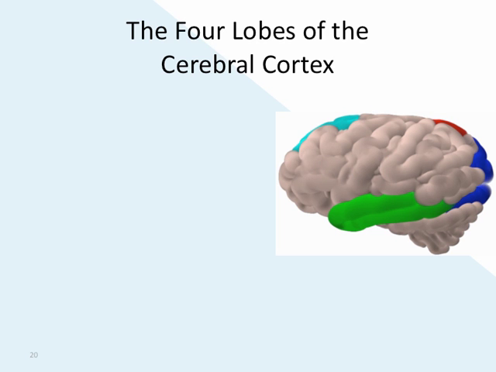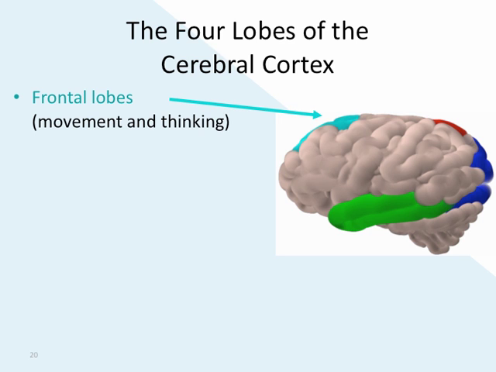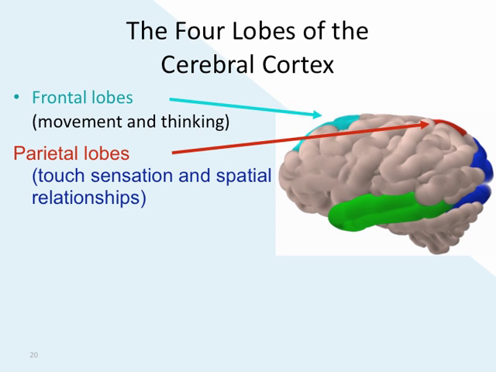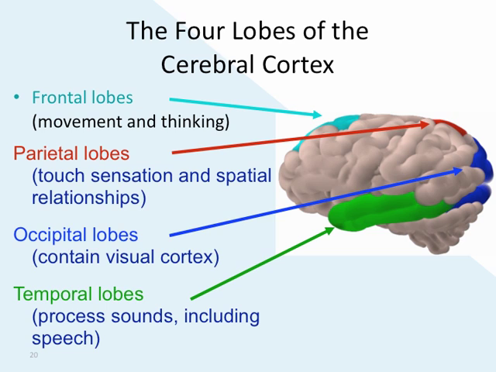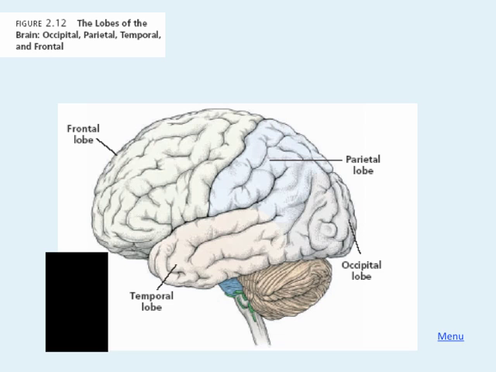Now, here's just a little bit of a visual reference for you. The frontal lobes, movement and thinking, are in the very front of our brain. The parietal lobes, and touch, sensation, spatial relationships are towards the rear of our brain. The occipital lobes are in the very back of our brain. And the temporal lobes, which process sound, are on the side of our brain. So the frontal is the front, occipital is in the back, parietal lobes are just above our occipital lobes, and our temporal are right along our ears.